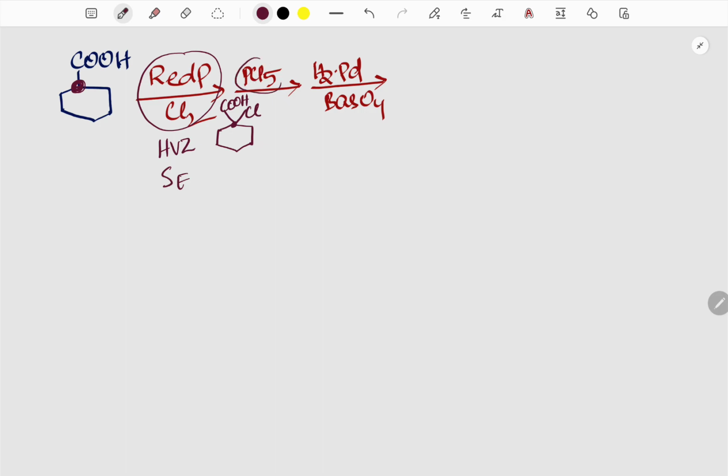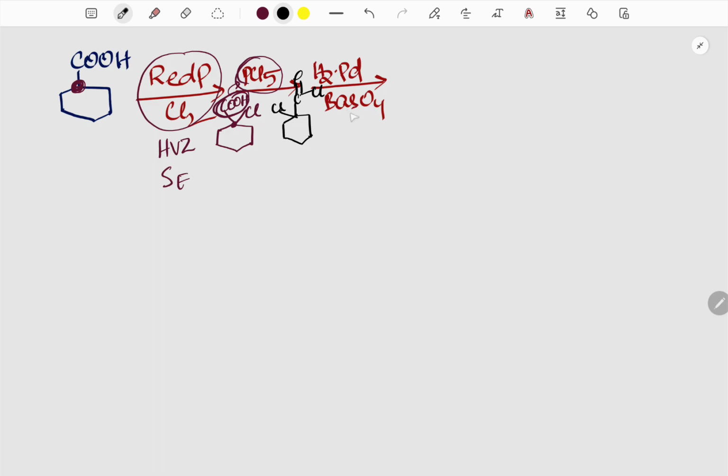Now it is treated with PCl5. So this carboxylic group reacts with PCl5, and finally it gives the corresponding COCl, alpha-chlorocarbonyl chloride.